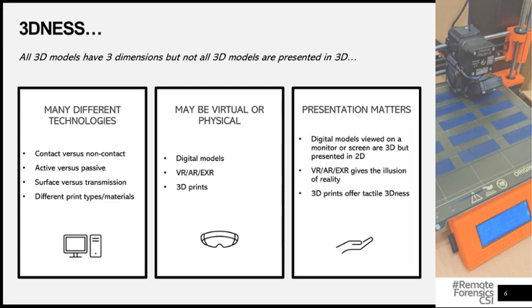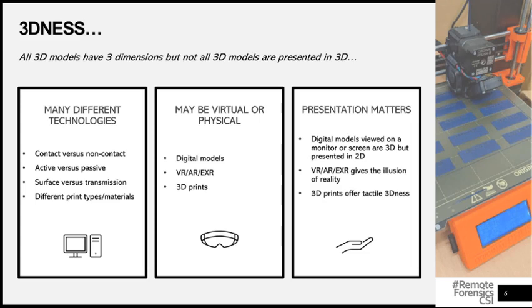So we have digital models. So as I showed you here, this is a digital model. It's got 3 dimensions. I could spin it around if it wasn't just a screenshot of it, but it is just a digital version. You could also have that visualized in VR, AR, XR. So this is virtual reality, augmented reality, or extended reality.